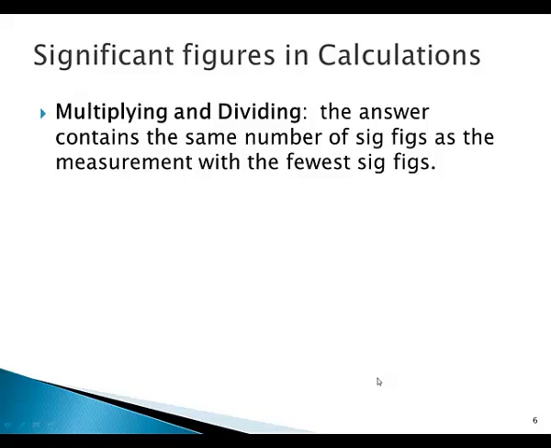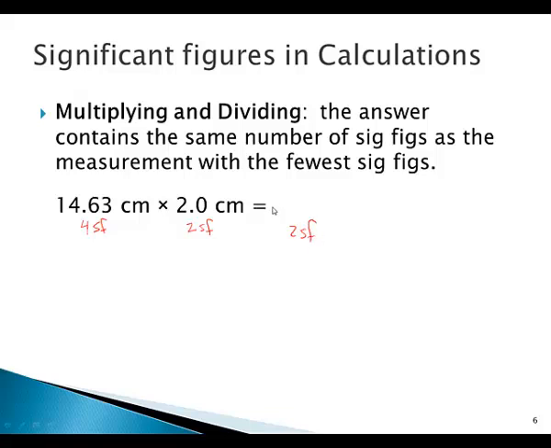The final answer that you get from multiplying and dividing will contain the same number of significant figures as the measurement with the least number of significant figures. For example, here, I have 14.63. This measurement has 4 sig figs. We're going to multiply it by 2.0, which has 2 sig figs. When you multiply and divide, you look at the one with the least number of significant figures. Your final answer should have 2 sig figs.